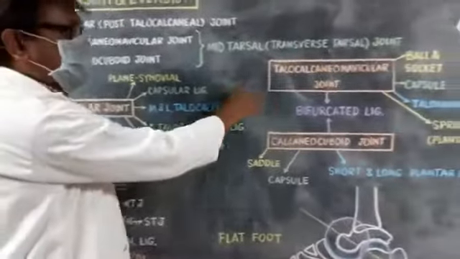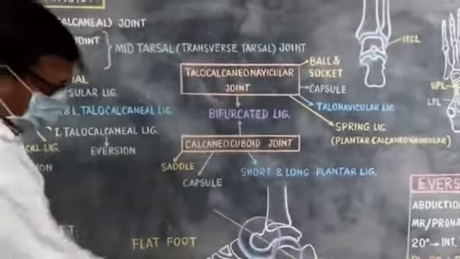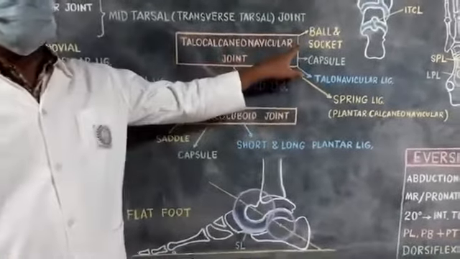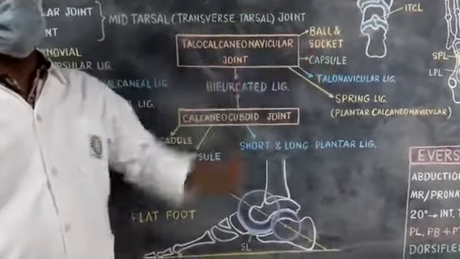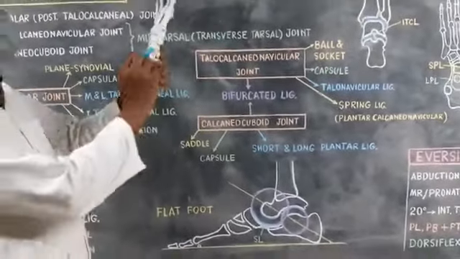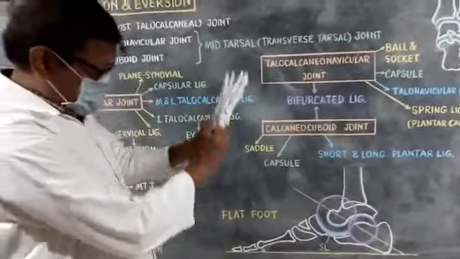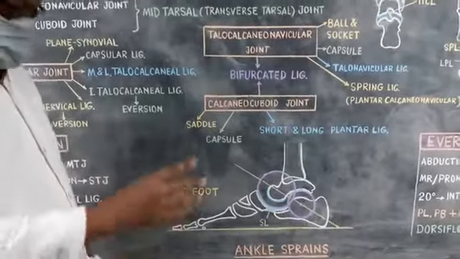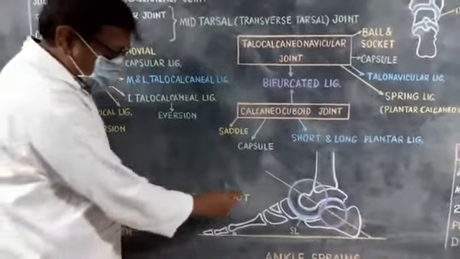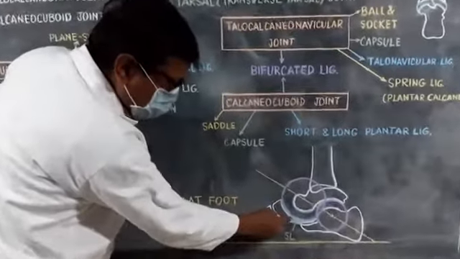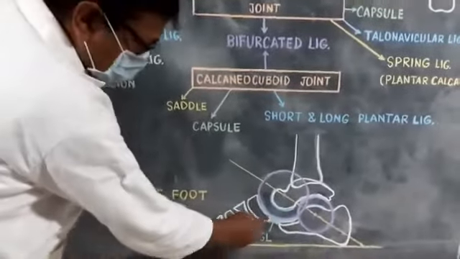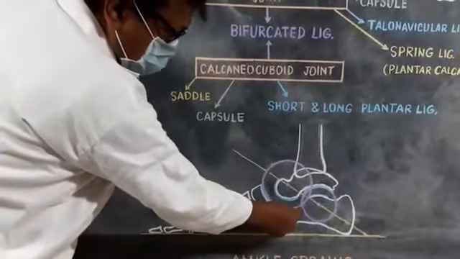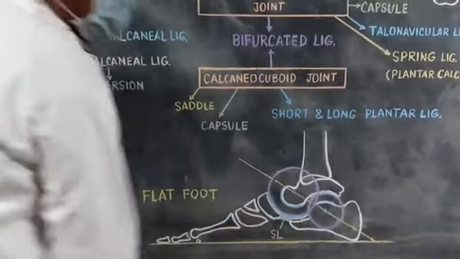Next joint is the talocalcaneonavicular joint. This joint is a restricted ball and socket type of synovial joint. Here ball is represented by the head of the talus. And socket is represented by three structures: posterior articular surface of the navicular bone, upper surface of the spring ligament and sustentaculum tali.